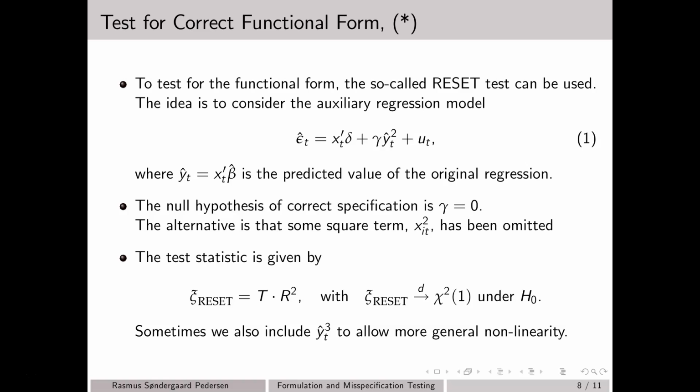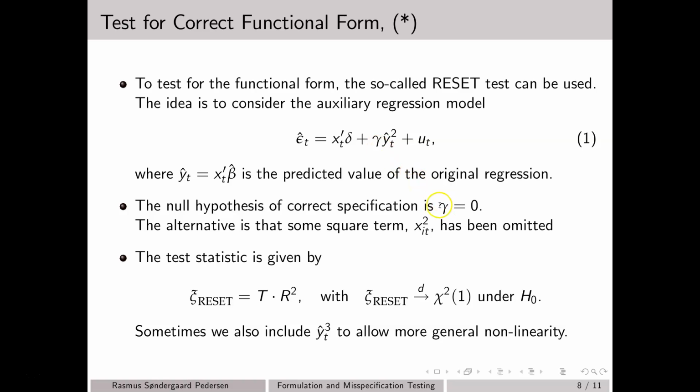We can also consider a test for correct functional form of the model, the so-called RESET test. Again, we consider an auxiliary regression where we regress epsilon t hat on the regressor variables and on the squared predicted values from the regression model. So y t hat here is x t prime beta hat, where beta hat is the estimator of the regression coefficients. The null hypothesis of correct functional form is that this gamma here is equal to 0.